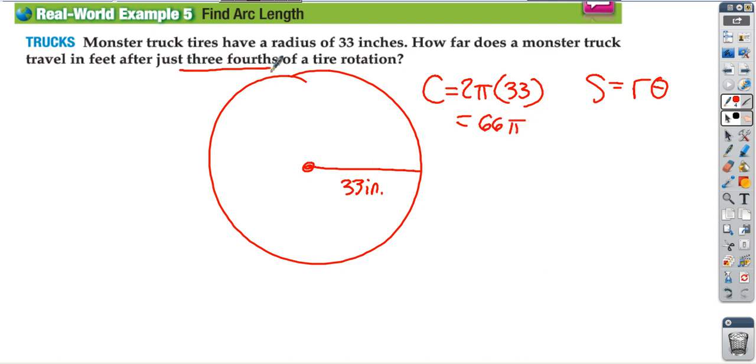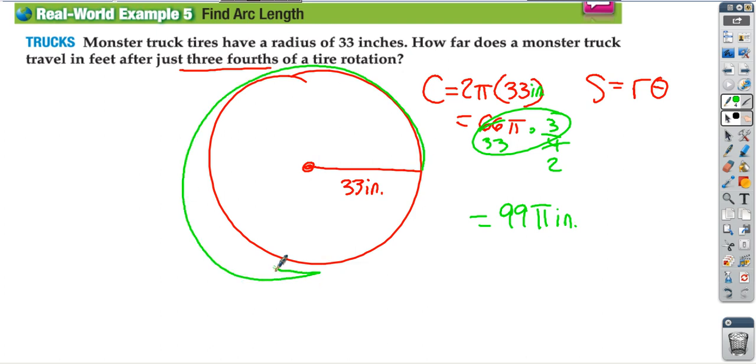But this is telling us we're going 3/4, so let's take the whole circumference and multiply it by 3/4. And 2 goes into that twice, and it goes into that 33 times. So we'll have 33 pi times 3, which is 99 pi. And remember, this was inches, so 99 pi inches. Okay, that's how far it goes. We're basically just taking the fraction of the circle we travel, which is 3/4, and that's that distance right there, which equals 99 pi inches, and they want it in feet. So you would just divide that by 12 to get your answer in feet, whatever that turns out to be.